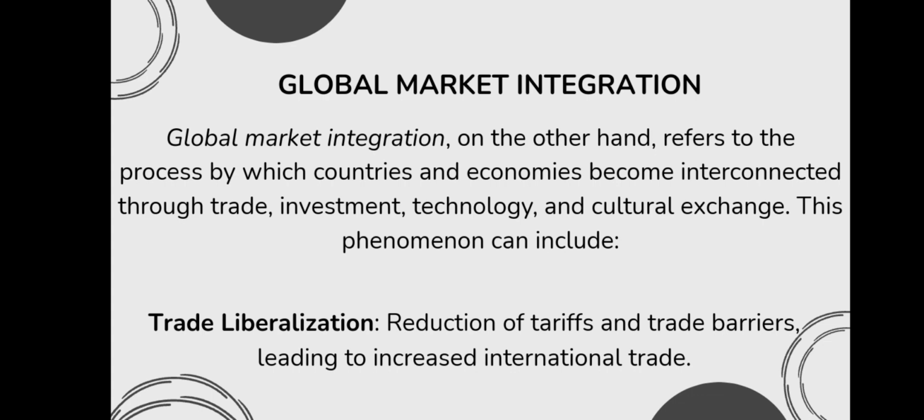So, this global market integration is different from regional market integration because global market integration happens worldwide. It's not just among or across specific regions but worldwide. Okay? So global market integration can include trade liberalization, which is about the reduction of tariffs and trade barriers.